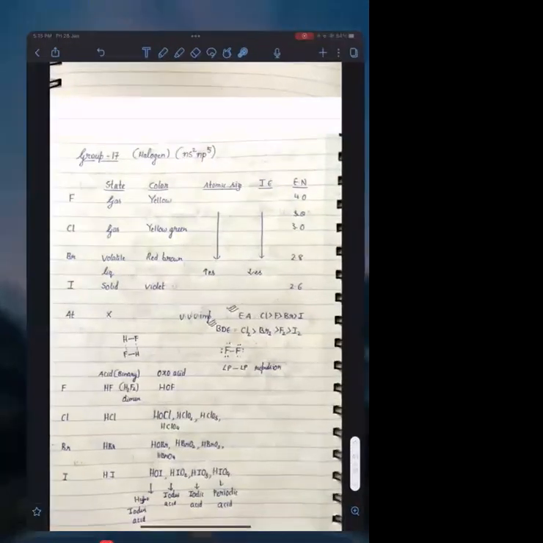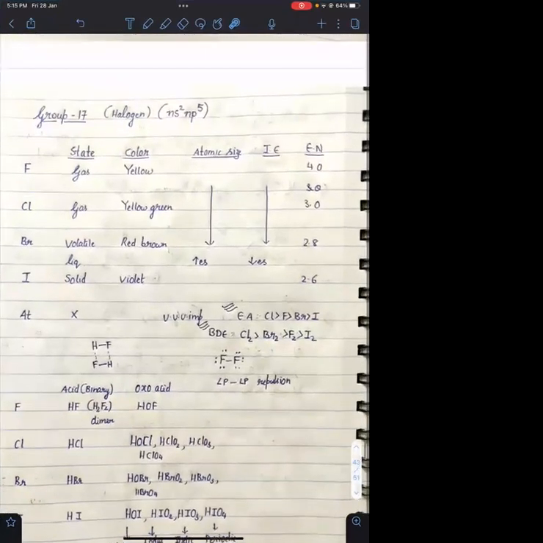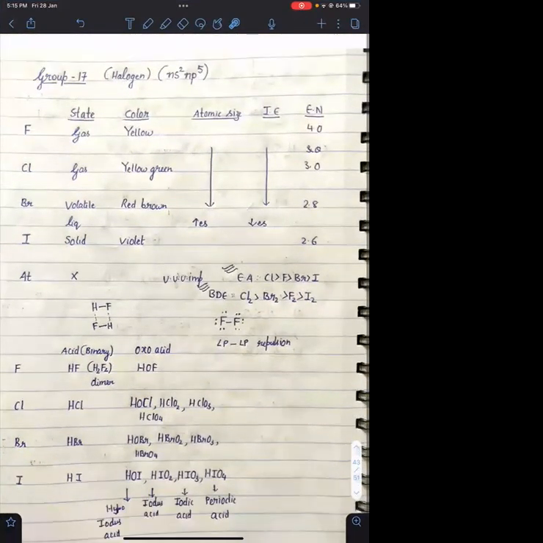Okay. Group 17, halogens. General configuration is ns2 np5. You need to know the states of all different elements present in it. Fluorine is also, because of weak van der Waals forces, they're gases. Down the group, as the size increases, the van der Waals forces is going to increase.